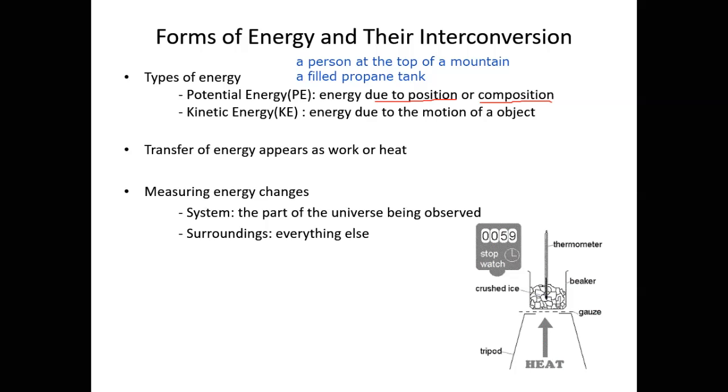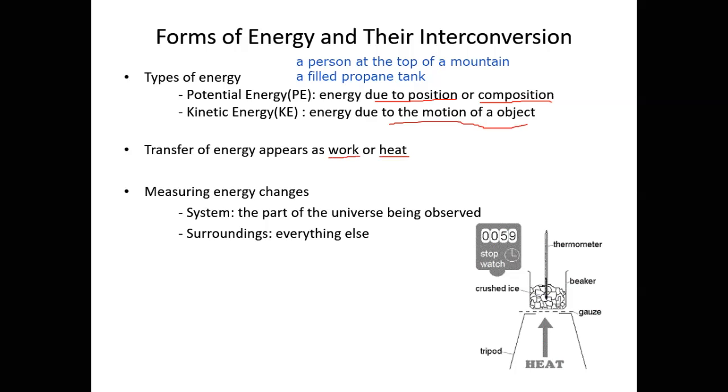Now, kinetic energy is energy due to an object in motion. So for example, when you fill your gas tank, you're adding potential energy. But when your car starts moving, it's converting that potential energy into kinetic energy. And so the kinetic energy is being produced from the potential energy. Your car is moving. Since it has motion, it has kinetic energy. And this transferring of potential to kinetic energy appears as work or heat. So work is some form of action. So you're doing something, you're doing work. Heat is thermal energy. So it's being released.